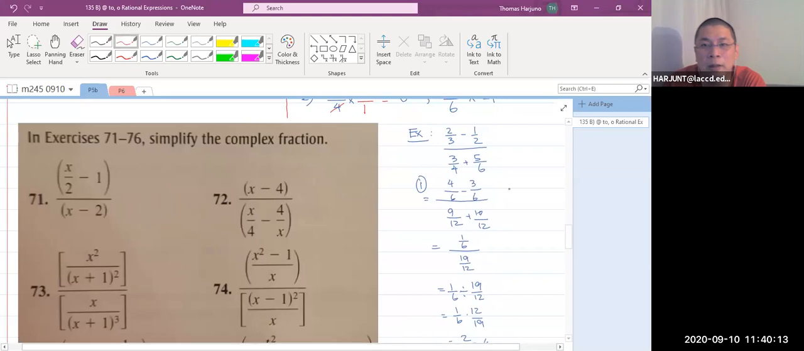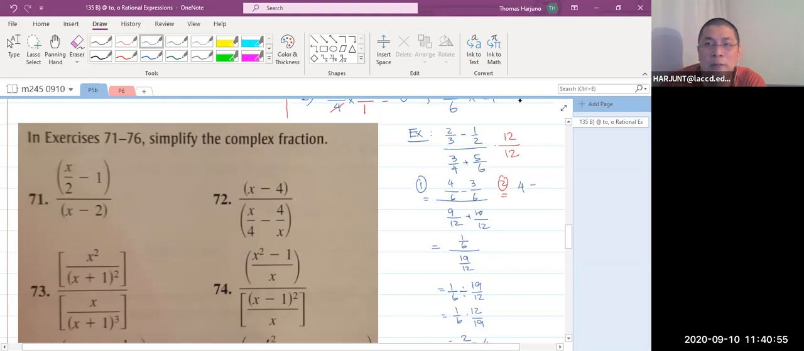Now what is the second method? The second method, we multiply by the LCD of all those fractions. The LCD of 3, 2, 4, 6 is the least common multiple of 3 and 2 and 4 and 6. That's 12. Okay, now then distribute this 12 by 2/3. 12 multiplied by 2/3 is what? 12 divided by 3 multiplied by 2.